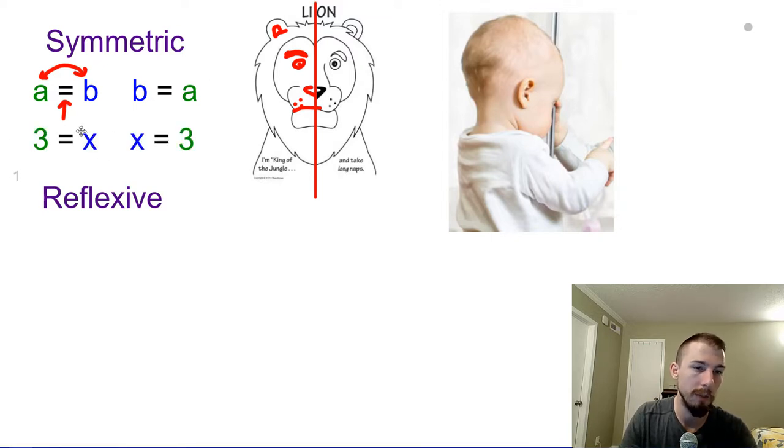Just another example, we use this all the time when we end up solving and we get 3 is equal to x. It's really the same thing as x is equal to 3. So that's probably how you see it most often when we're doing proofs.